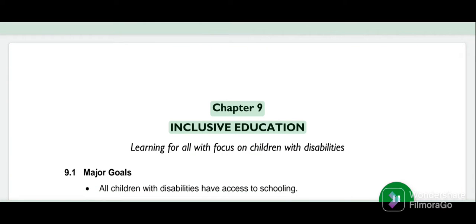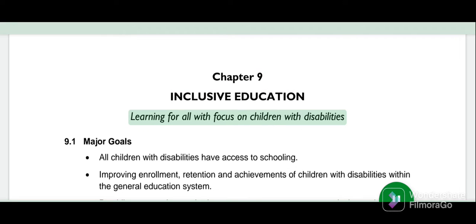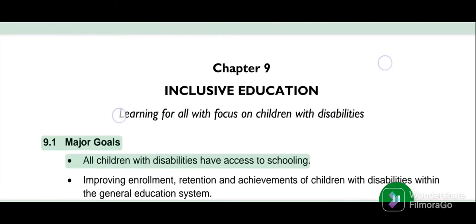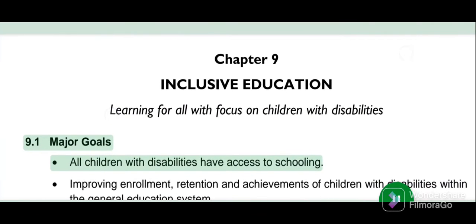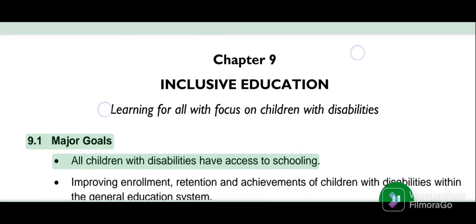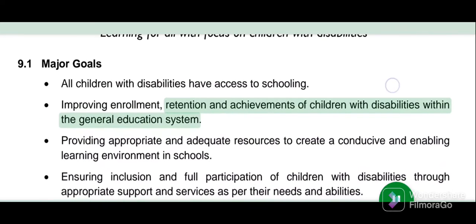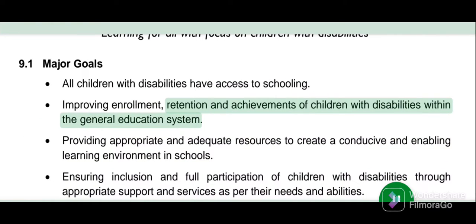Chapter 9 Inclusive Education. Learning for all with focus on children with disabilities. 9.1 Major goals. All children with disabilities have access to schooling. Improving enrollment, retention and achievements of children with disabilities within the general education system.